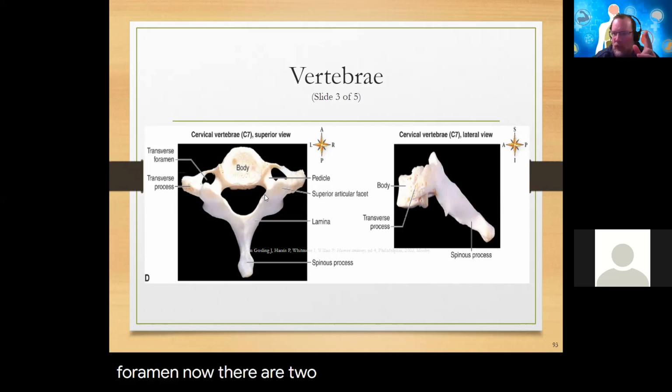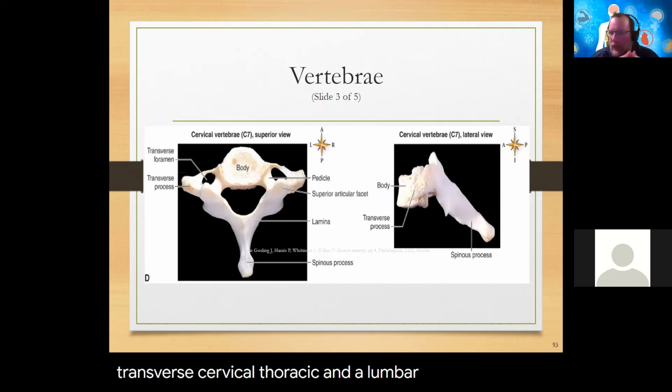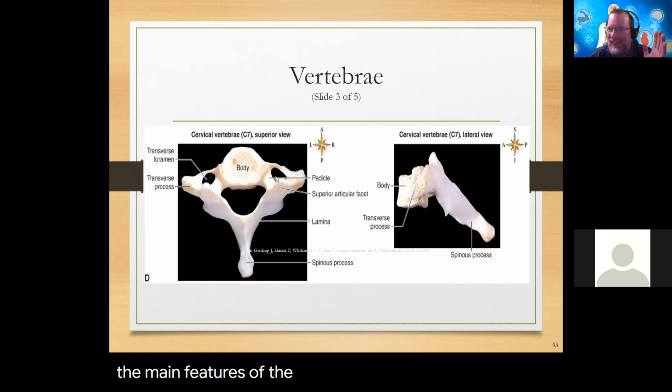Now, there are two extra holes with cervical vertebrae. We see what are called transverse foramen. So if I were to give you three vertebrae to pick from, a cervical, a thoracic, and a lumbar, and I asked you to tell me, is this a cervical, thoracic, or lumbar vertebra, you would be able to tell me without hesitation. One of the main features that differentiates a cervical from everybody else is the presence of three holes. Cervical are going to have three holes. 1, 2, 3. So right away, if it has three holes, cervical. Okay.